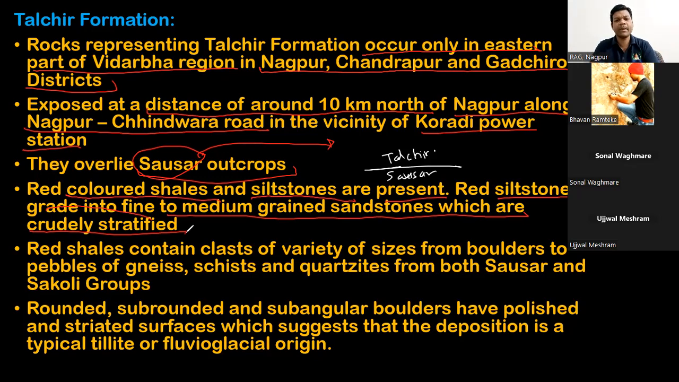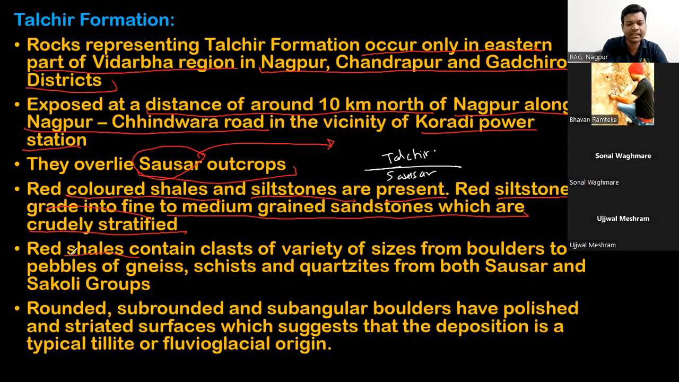So red siltstone grades into fine to medium grain sandstone, which is crudely stratified. That means stratification is present, but it is not properly observed. Crude stratification is there, immature stratification is present.